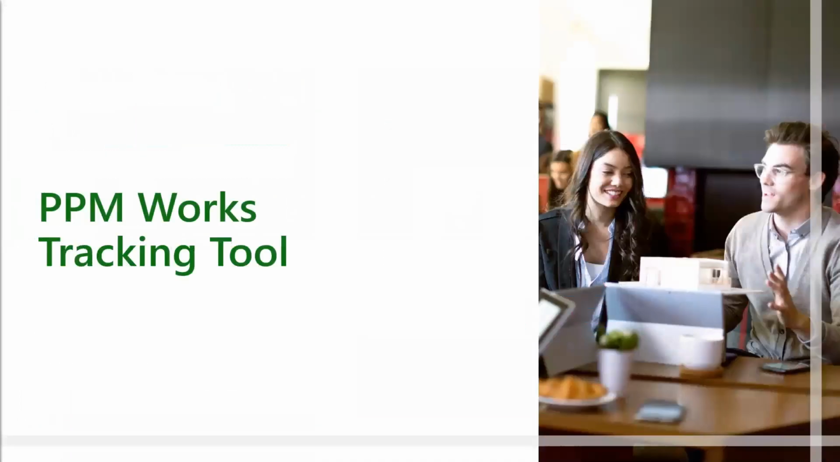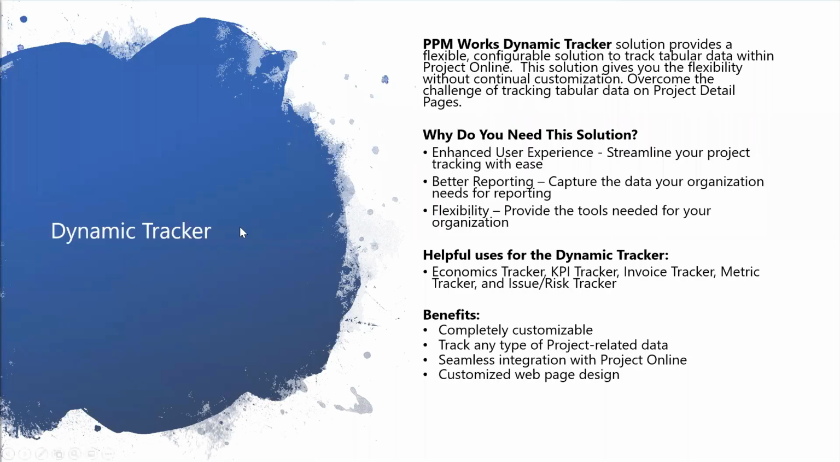So if we talk about the benefits of the dynamic tracker, it's a flexible, configurable solution to track tabular data within Project Online. It gives you the flexibility without continual customization. You can configure the structure of the SharePoint list, but then say you need to measure some more things. Great, add them to the drop-down list in the SharePoint field. Then you have additional items that you can track without needing to create a new enterprise custom field, without needing to redo reports. That field is already in the report. Now it has another value in it that you can measure.